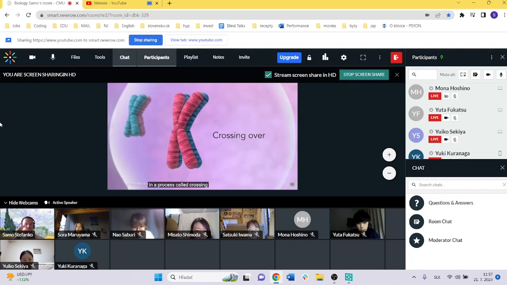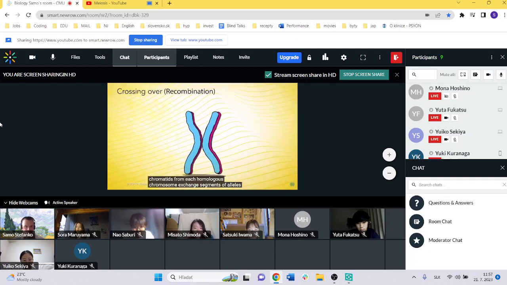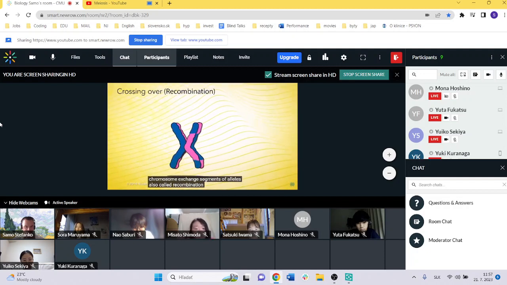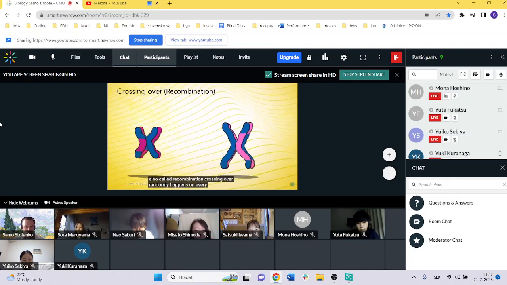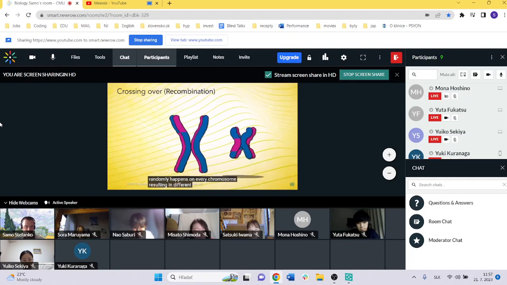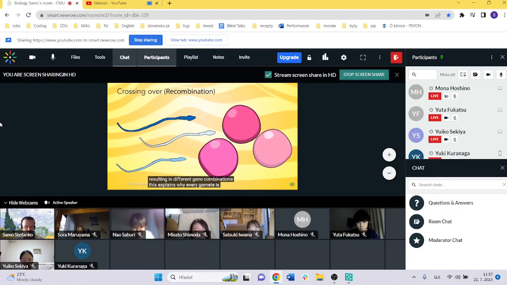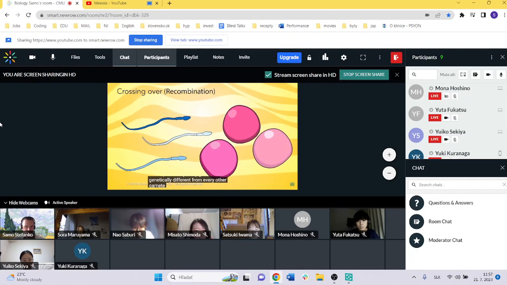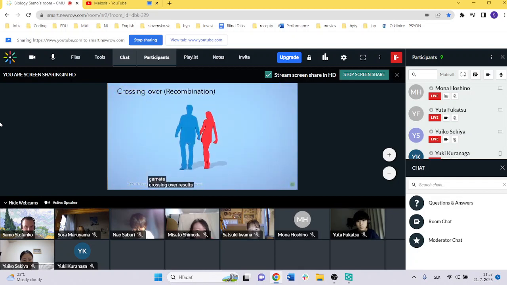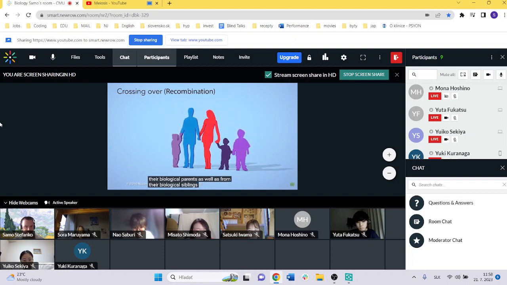In a process called crossing over, chromatids from each homologous chromosome exchange segments of alleles. Also called recombination, crossing over randomly happens on every chromosome, resulting in different gene combinations. This explains why every gamete is genetically different from every other gamete. Crossing over results in genetic variety in offspring. This is why children are different from their biological parents, as well as from their biological siblings.